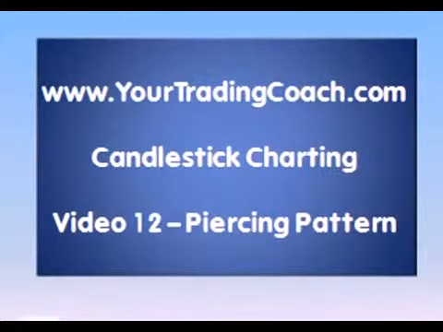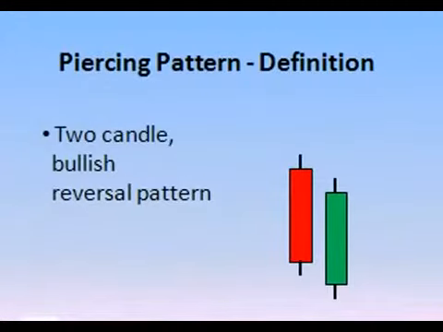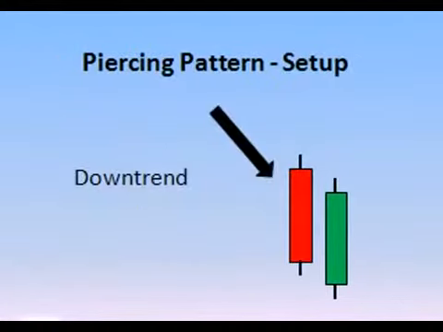In this video we'll continue our review of the multi-candle reversal patterns with the piercing pattern. The piercing pattern is a two-candle pattern occurring at market bottoms only, so it's a bullish reversal pattern. The price action leading up to a piercing pattern must be a downtrend. Ignore the pattern in a sideways trend or an uptrend. Price must be trending downwards.